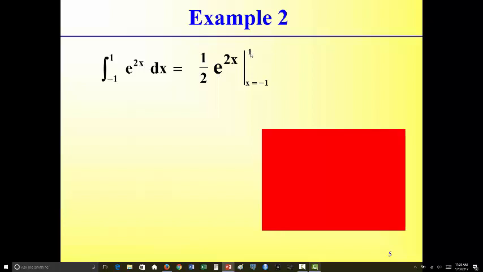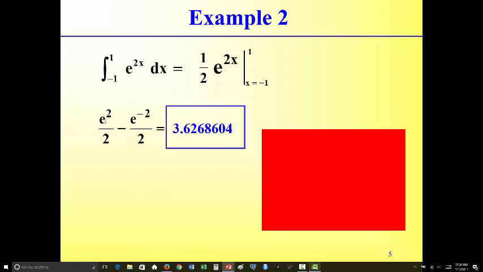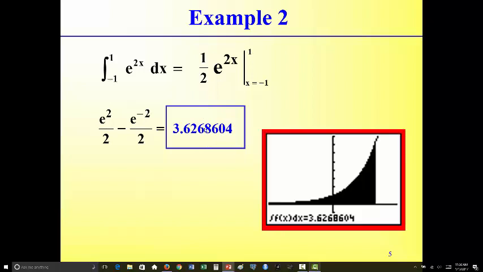So what we have to do is plug in 1 and subtract away when we plug in negative 1. Well, if you do that, you plug in 1, you get e to the 2 over 2 minus e to the minus 2 over 2. If you plug that into your calculator, you'll get this. And you can see here, here's what the graph of e to the 2x looks like. So between negative 1 and 1, that's your area. Boom, we got it.